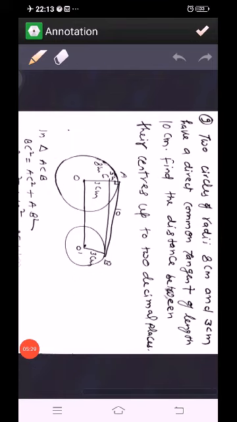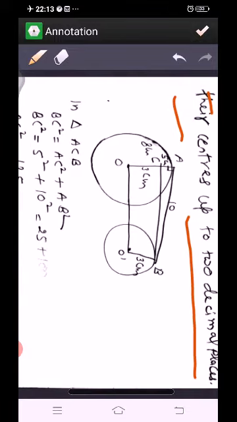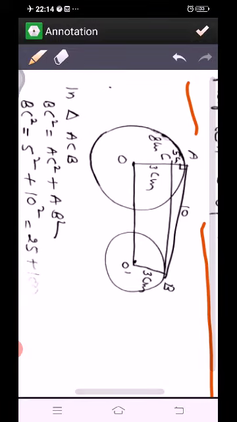Let us take question number 9. Two circles of radii 8 cm and 3 cm have a direct common tangent of length 10 cm. Find the distance between their centers up to 2 decimal places. So we can see here the figure. Two circles are drawn. Its radius is 8 cm. This is 3 cm. This is the common tangent, that is AB. This is the line joining the centers.